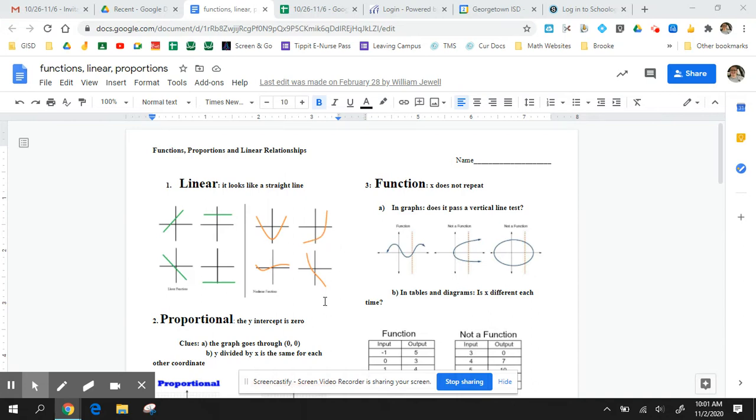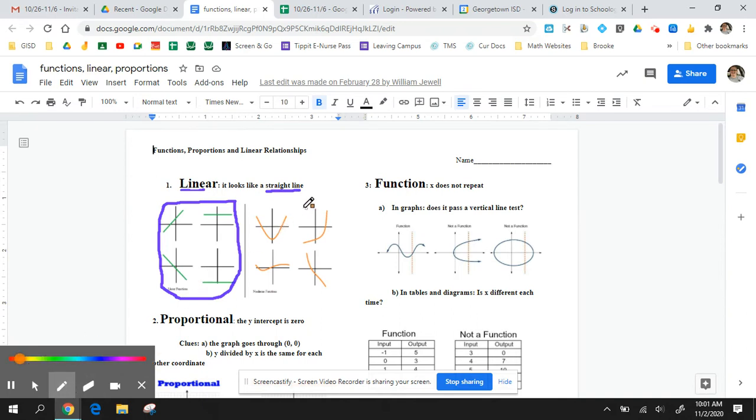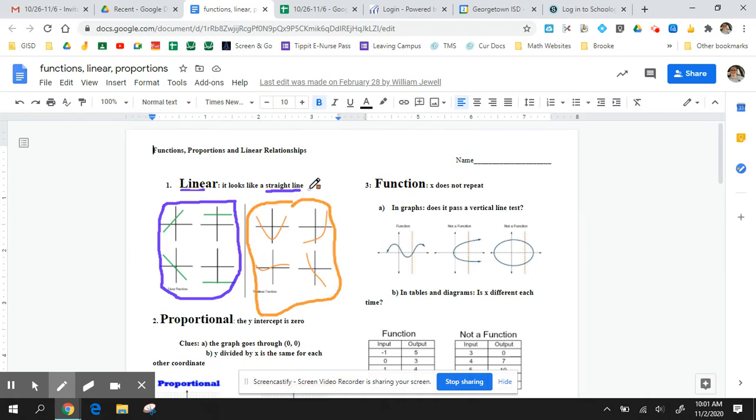So first we're going to look at linear. Linear, we want to make sure and we notice that it actually has the word line in it because it is a straight line. All of these on your left are linear functions. They can be horizontal, they can be diagonal, they can be vertical. They're a straight line. That's the key. And then these on the right here, notice how they all have a curve. They're not linear. They have a curve. If you want to remember that, they do have a curve.